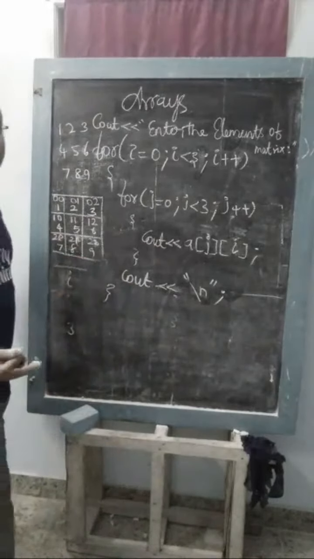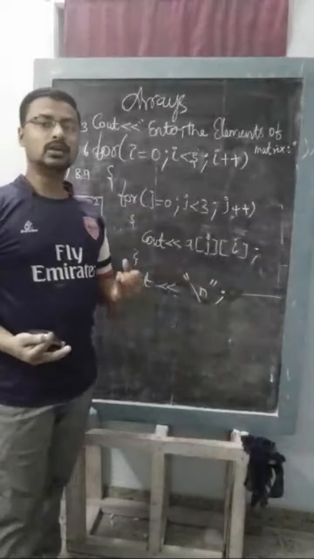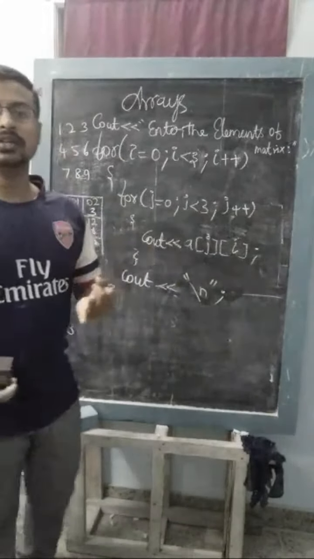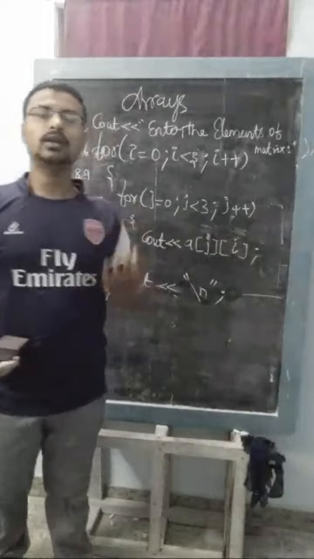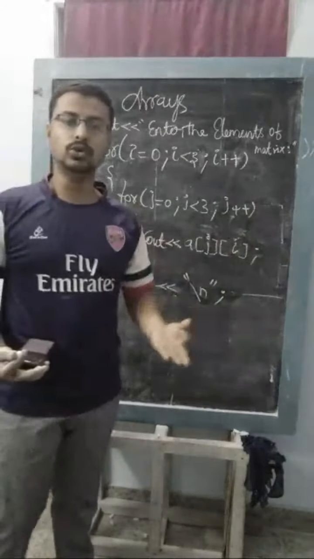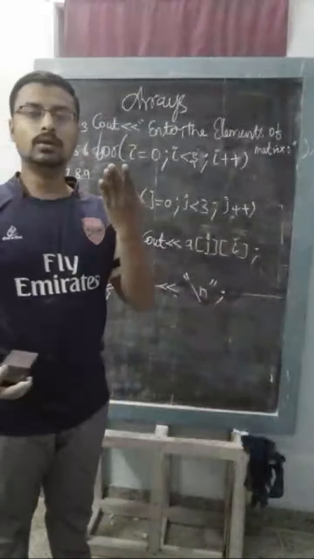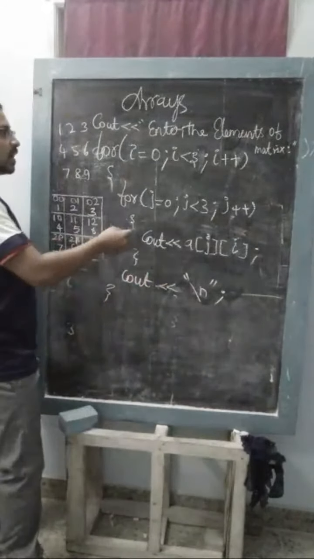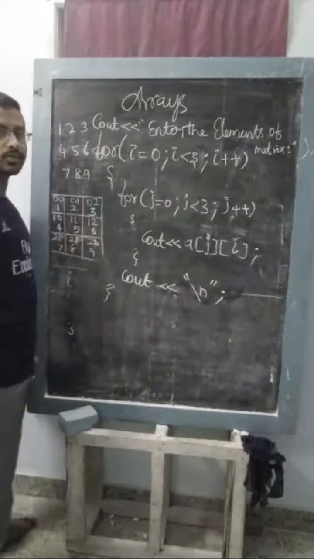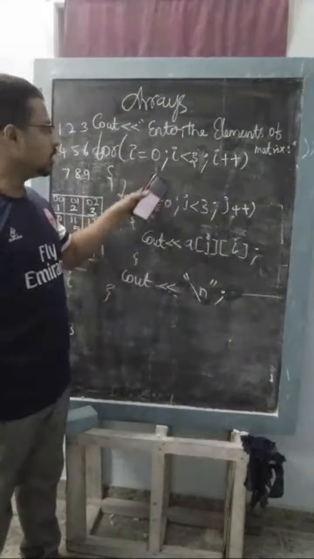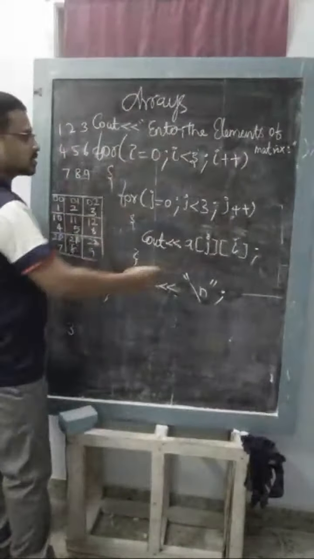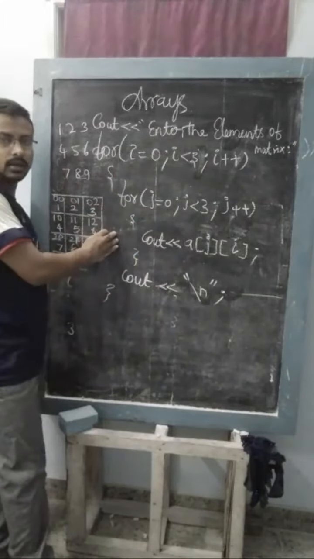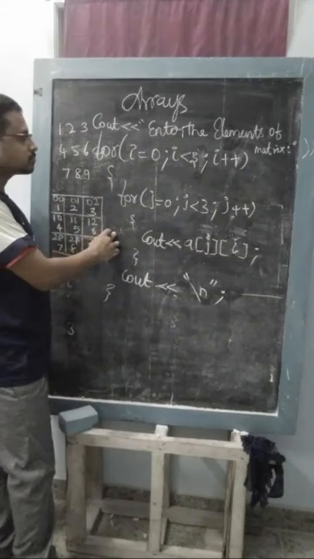So what we saw today: how to calculate the elements of a single dimensional array, how to calculate the size of the single dimensional array, and how to calculate the size and elements of the two dimensional array. And we already discussed the transpose of a matrix, but today I wrote the snippet for you to explain this. I hope you understand.